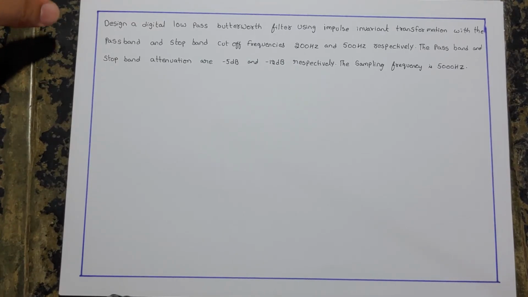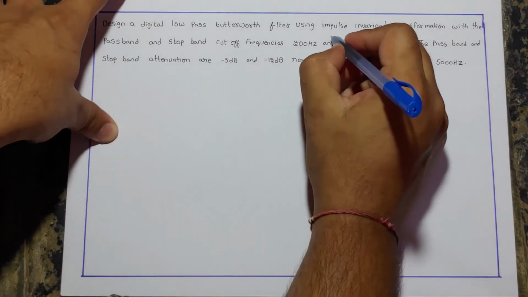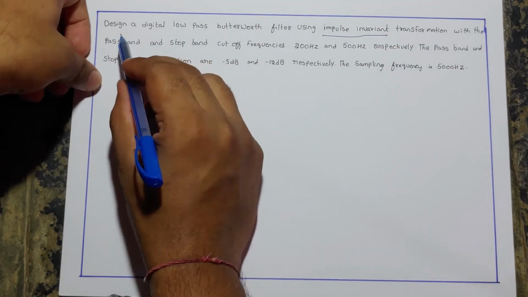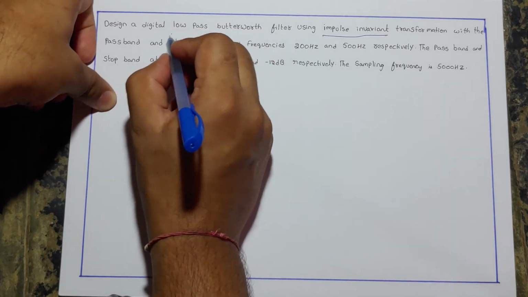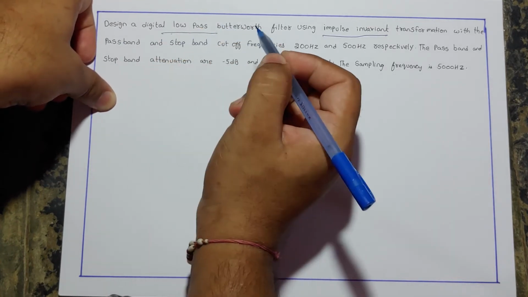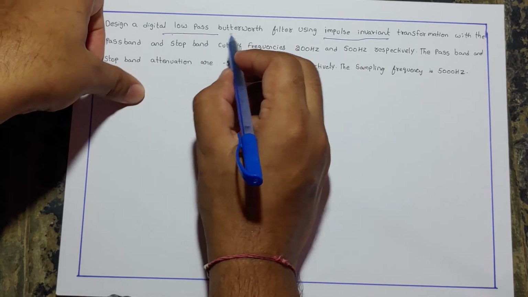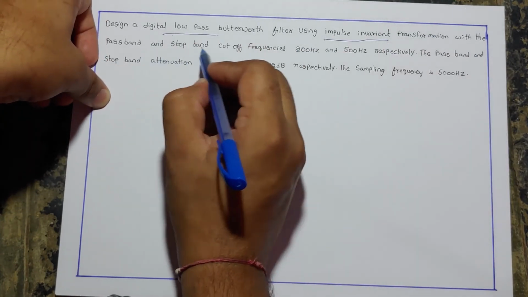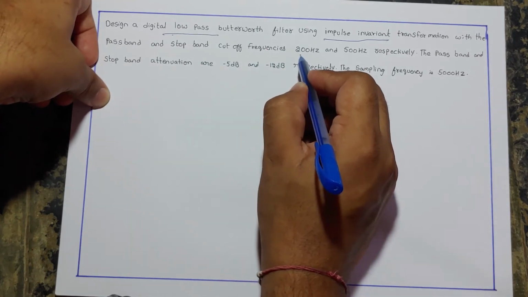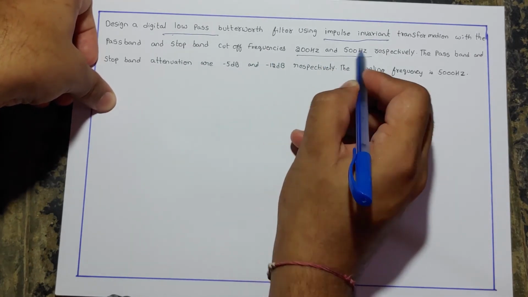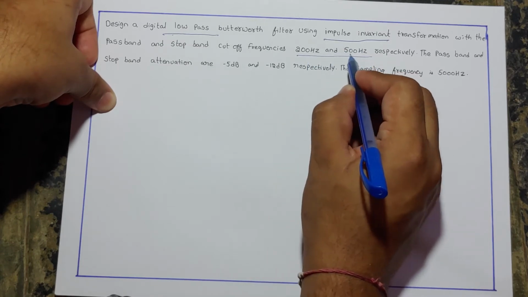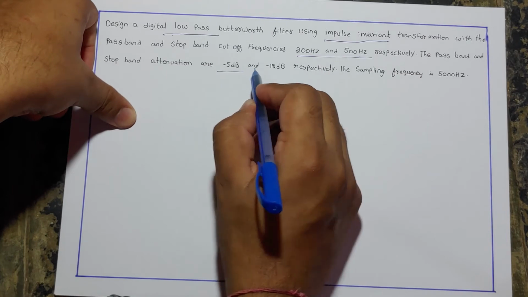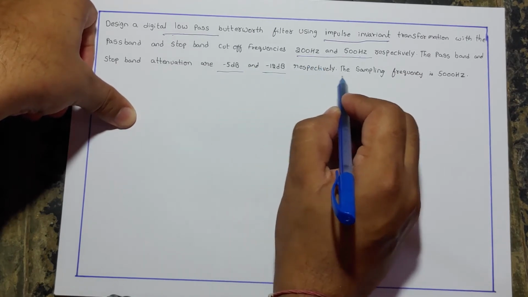Now let us do another example using the impulse invariant method. Now let us read the question. Design a digital low pass filter. Note that here it is asked for a digital low pass Butterworth filter using impulse invariant transformation with the pass band and the stop band cutoff frequencies. Here the cutoff frequencies are given as 200 Hz and 500 Hz respectively. The pass band and the stop band attenuations are minus 5 dB and minus 12 dB respectively.